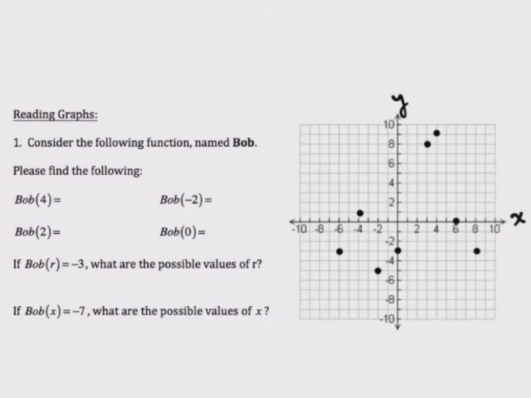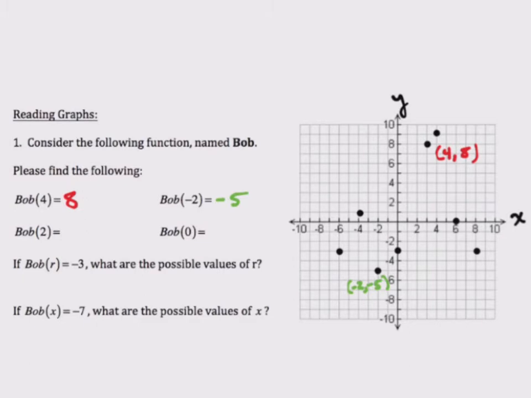Alright, so if the input is 4, let's just find 4 on our input axis. It appears that our output is 8. We have the ordered pair (4, 8) right here, so we say that Bob of 4 is 8. Let's try Bob of -2. Let's find -2 on our input axis, and it appears that the output is -5. We've got the ordered pair (-2, -5) right down here. So we'd say that Bob of -2 is -5.